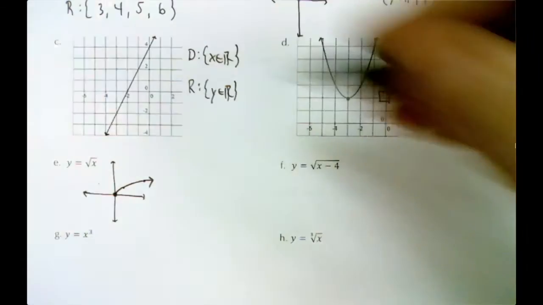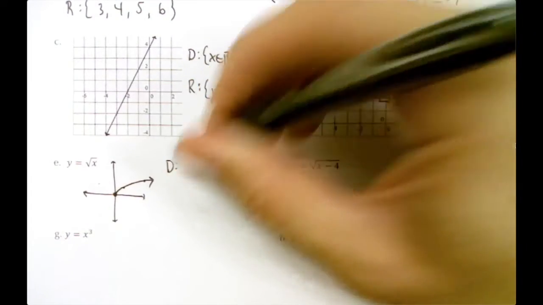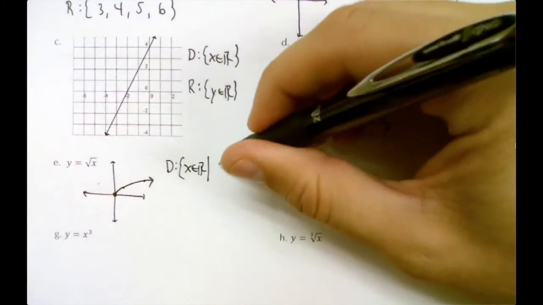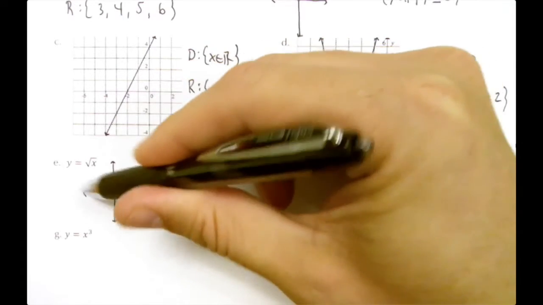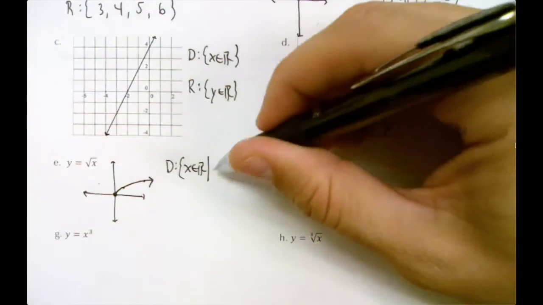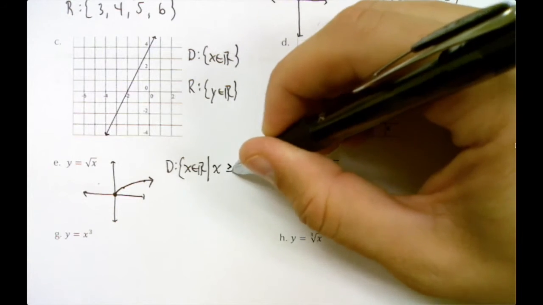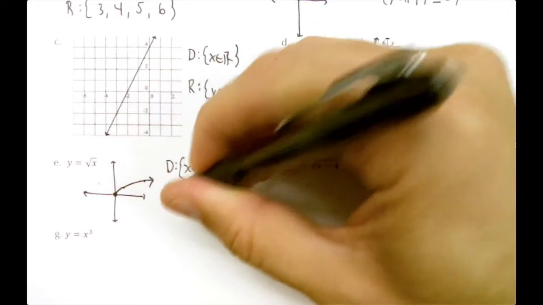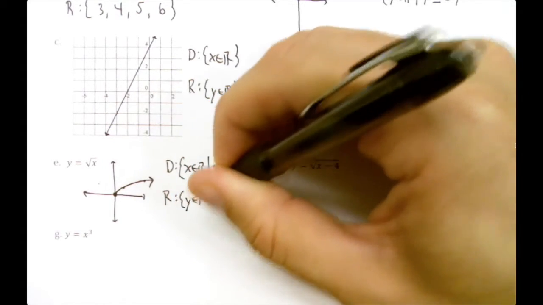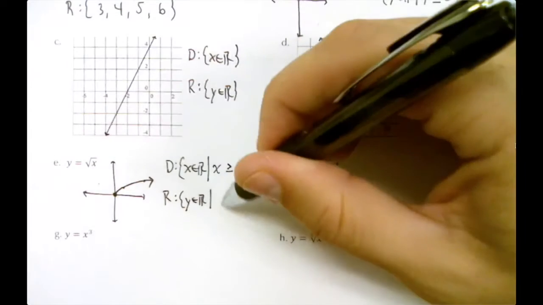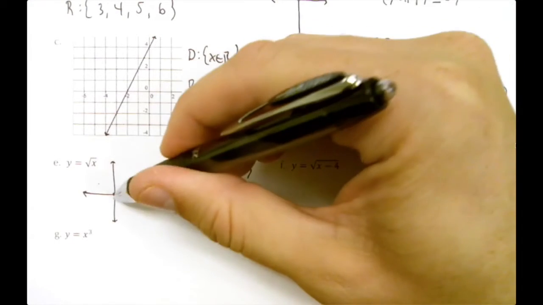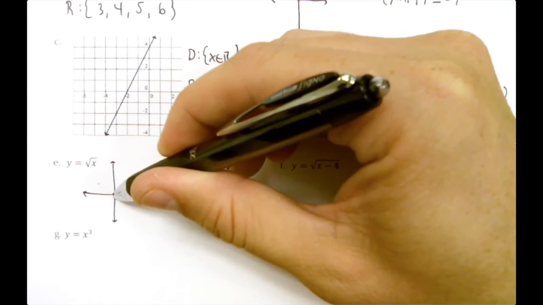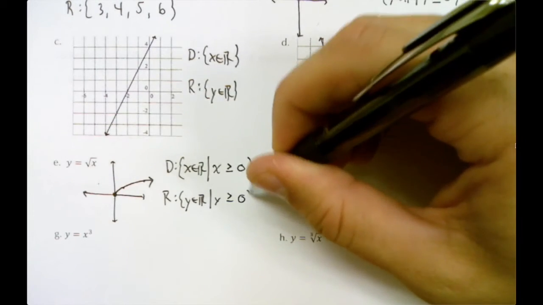Once you have a picture, you can write the domain and range. For our domain, x belongs to real, and there's a restriction on x because we don't have any negative values of x. We start at 0 and we get bigger. So x greater than or equal to 0. And for our range, the y's belong to real as well. The y's have to be greater than or equal to 0, because 0 is the bottom. We're not going any lower on the graph. So, greater than or equal to 0.